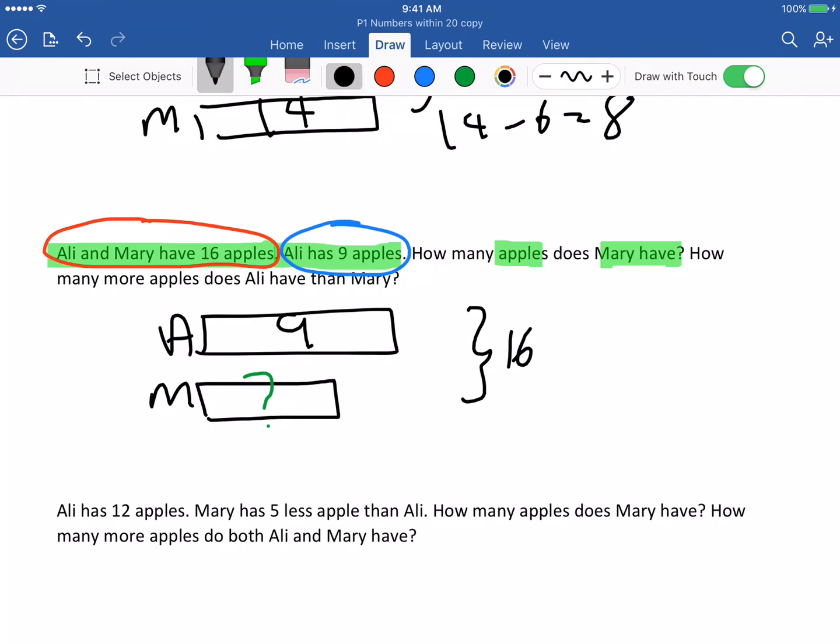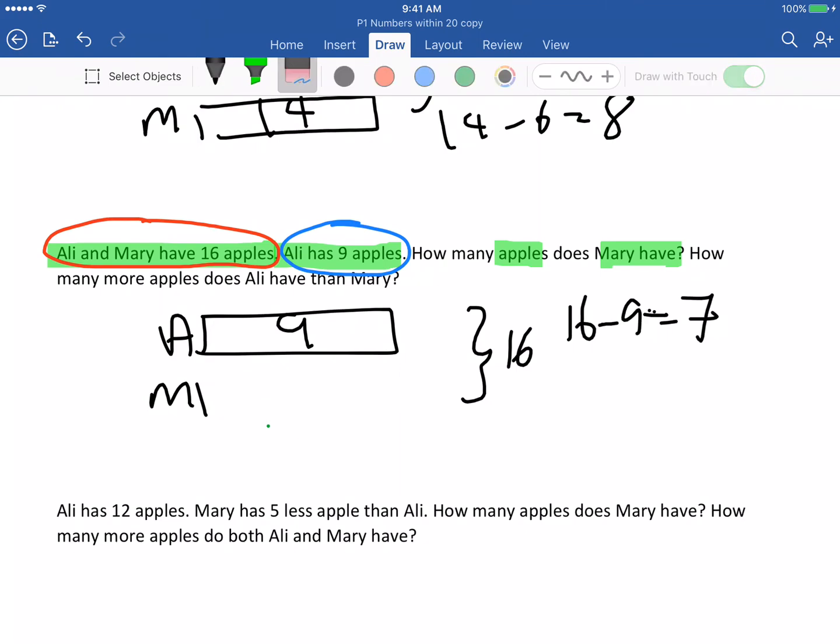Okay, so to find this Mary here, we just take 16 minus 9. It's actually equals to 7. So this part is actually equals to 7. Yeah, so Mary has 7.